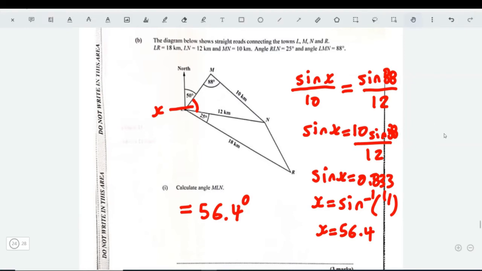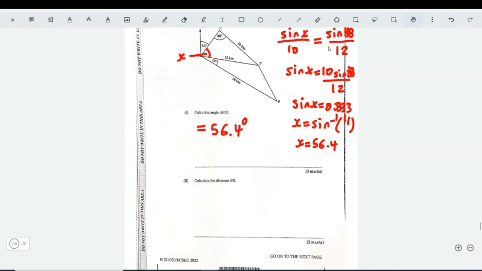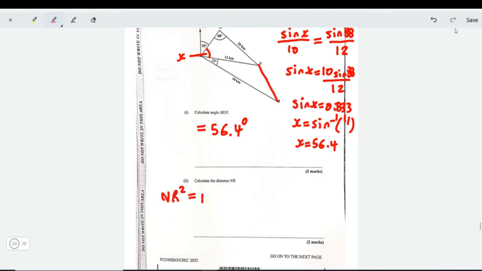Easy stuff. Now the next part says calculate the distance NR. This is the distance NR they're talking about. In order to find the distance NR, notice we have two sides and an angle in between them, so you're going to use cosine rule. Remember, cosine rule says NR square is equal to the first side square plus the second side square minus 2 times the first side times the second side times the cosine of the angle in between them. And the angle is 25 degrees.